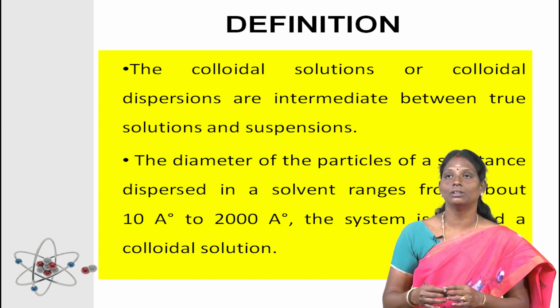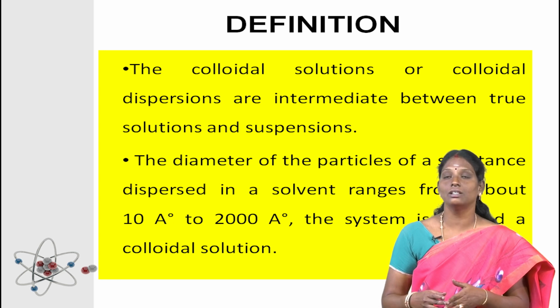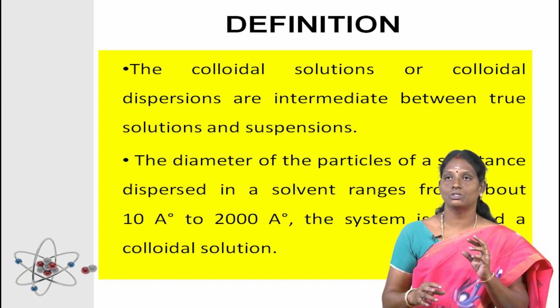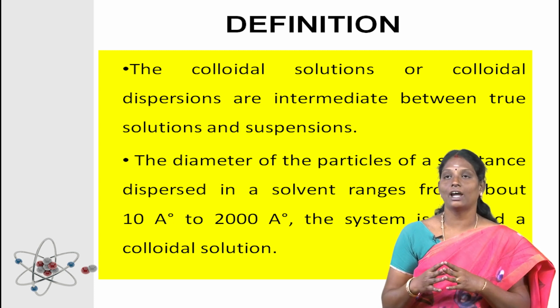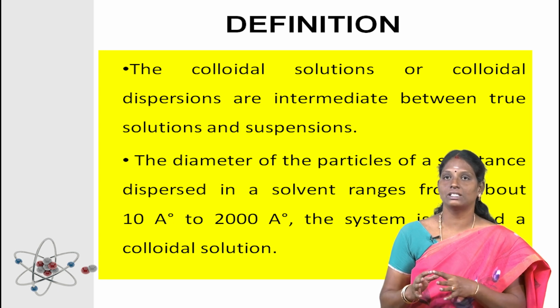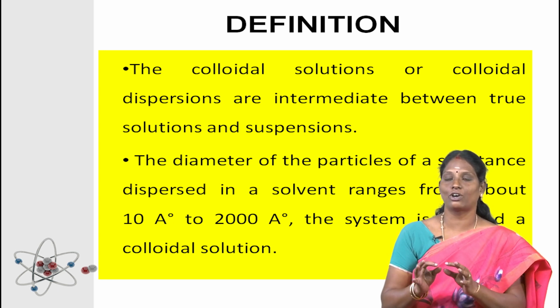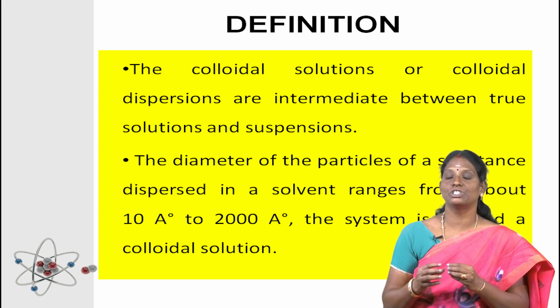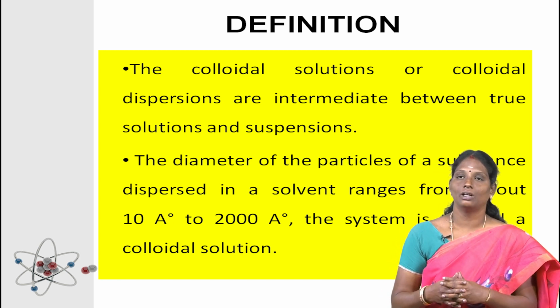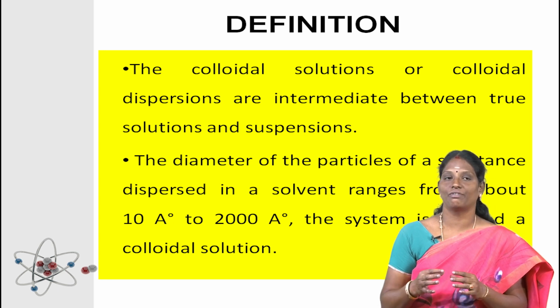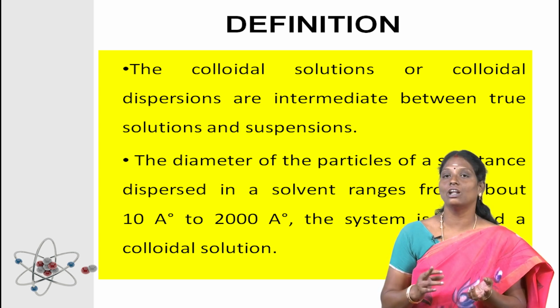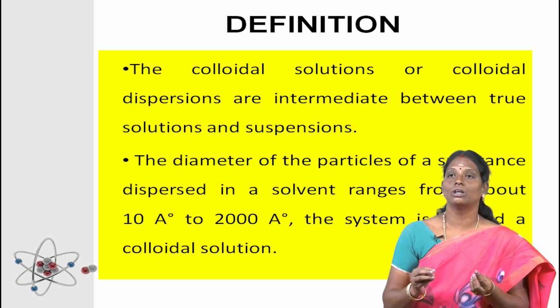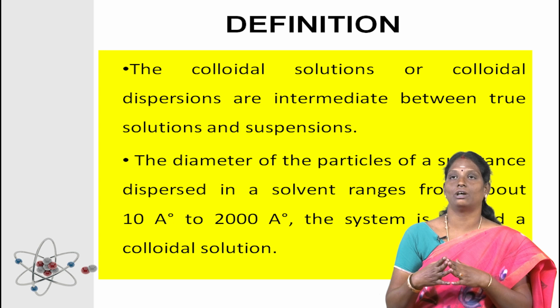In a solution, the constituent particles are ions or small molecules. But in a colloid, the dispersed phase may consist of particles of a single macromolecule. The diameter of the particles of a substance dispersed in a solvent ranges from about 10 Angstrom to 2000 Angstrom. So, the range of colloid particle diameter is 10 Angstroms to 2000 Angstroms.